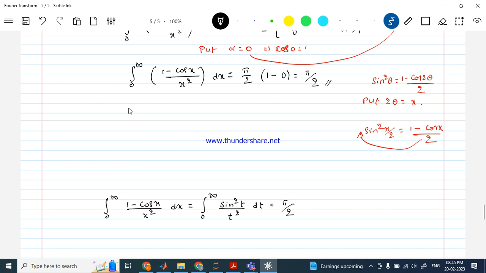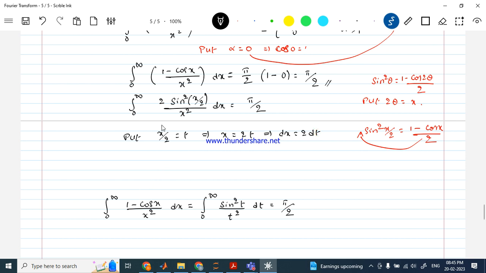Let me substitute that here. So this will give us the integration from 0 to infinity of 2 sin square x by 2 by x square dx, which is pi by 2. But this is not my requirement. I just want t. Just go for the same substitution now. Put x by 2 as t. This will give us x is equal to 2t, so dx is equal to 2 dt.